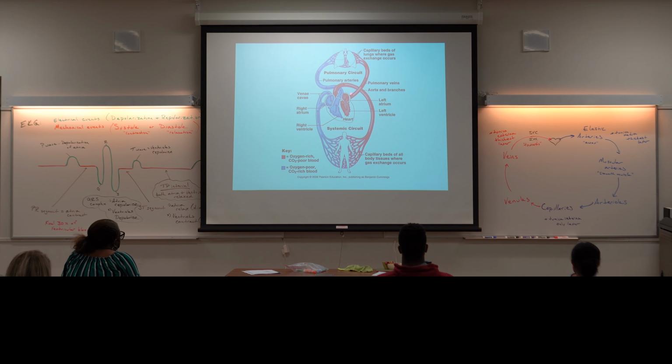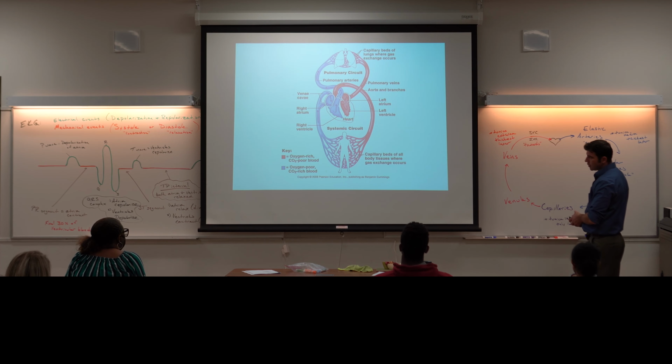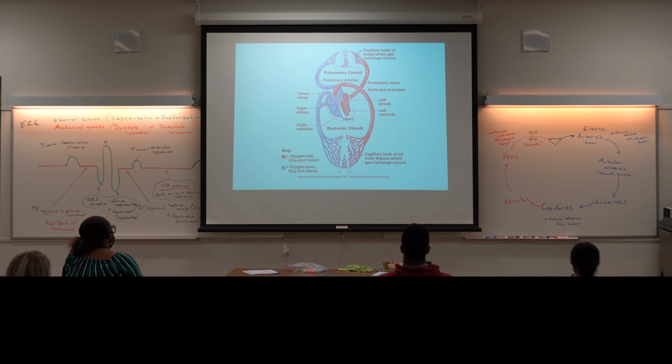So above the heart and below the heart, even though that's not pictured exactly well there. But we'll see the systemic circuit is much longer, so that left side of the heart is much larger than the right side of the heart. We are about to see, I think in the next slide, some of the major blood vessels that we have on the lab list.